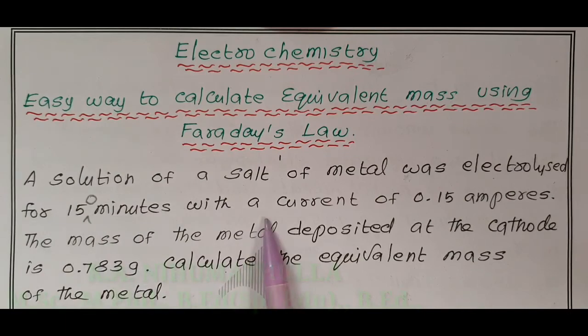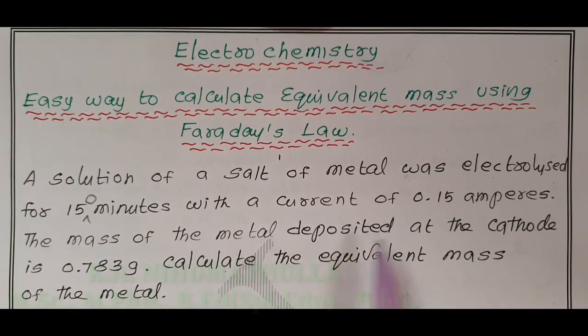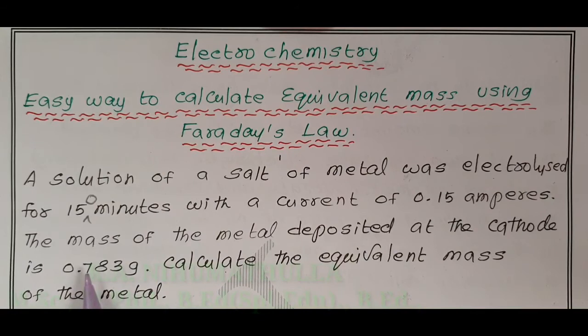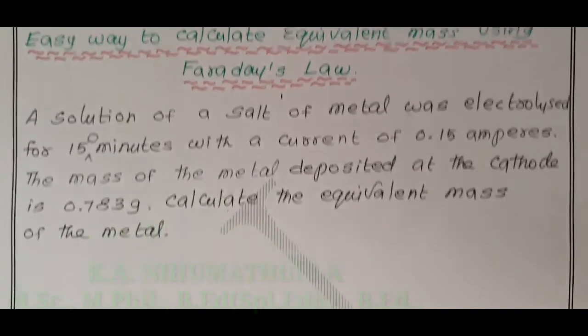150 minutes with a current of 0.15 amperes. The mass of the metal deposited at the cathode is 0.783 gram. Calculate the equivalent mass of the metal.